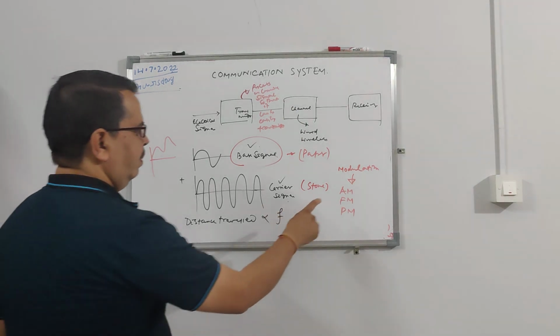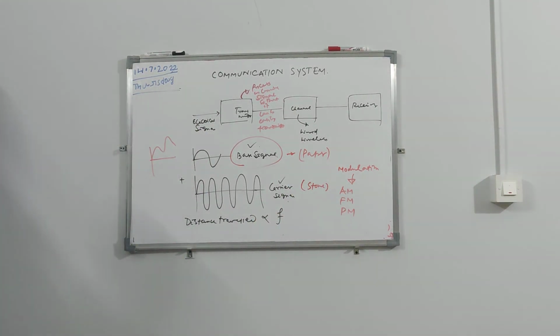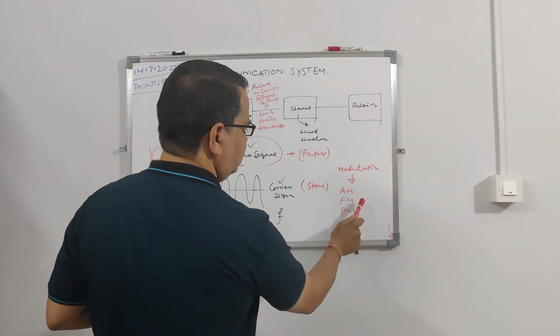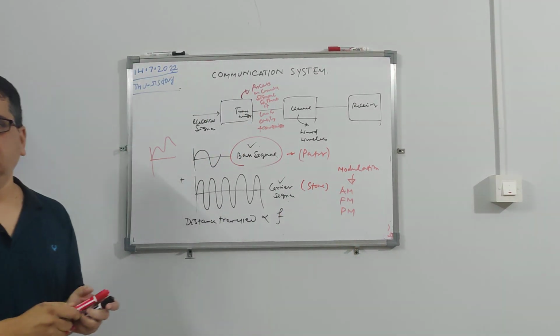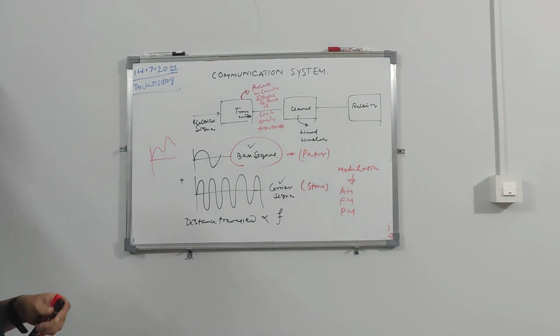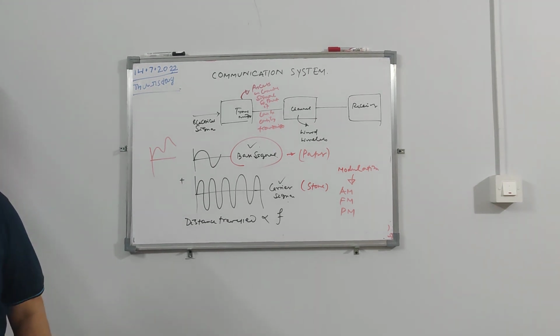Okay. So there are three different types of modulation. One is amplitude modulation, one is frequency modulation, one is phase modulation. So this is transmitter, receiver.